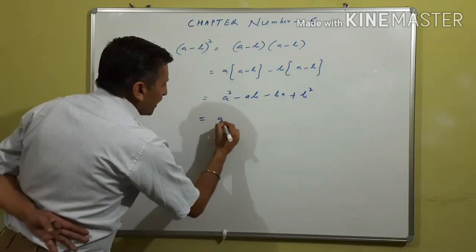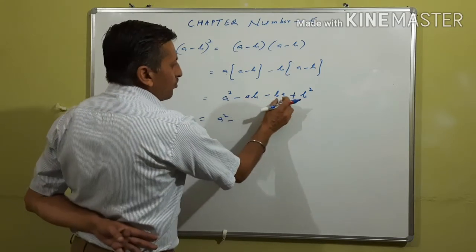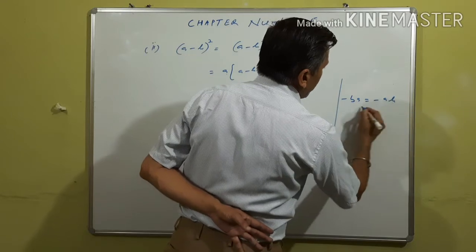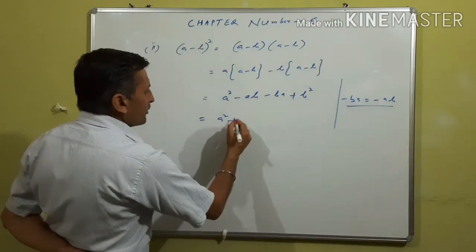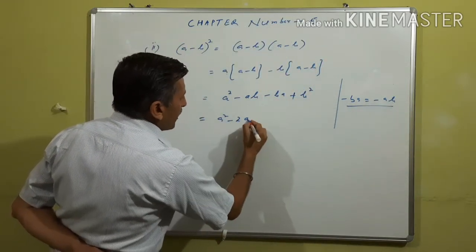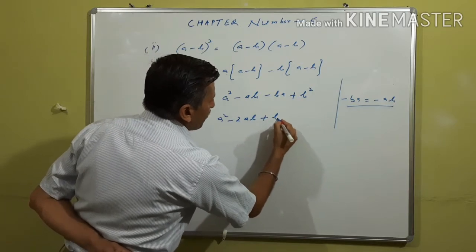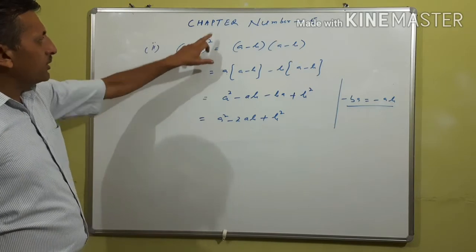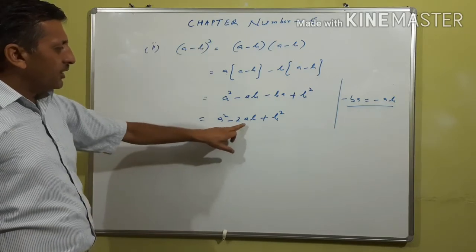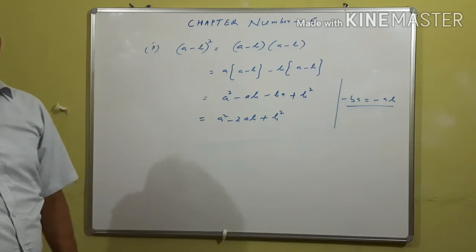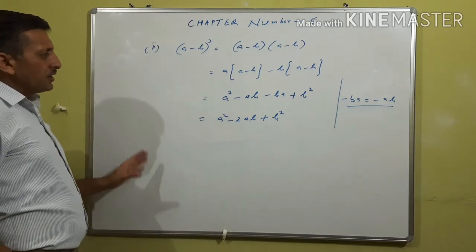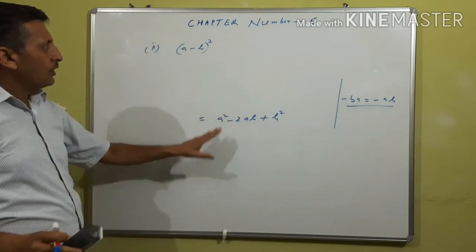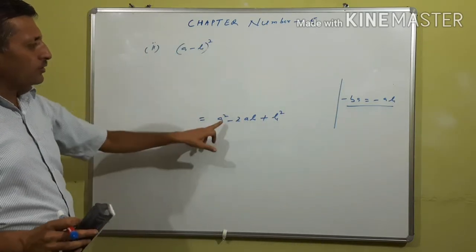So ultimately it becomes a square minus ba, and ba is equal to ab, both are the same thing. So minus ab minus ab is minus 2ab, and then plus b square. So ultimately we see that (a minus b) whole square is nothing but a square minus 2ab plus b square. So once again this is the identity, and instead of multiplying again and again, we learned this one.